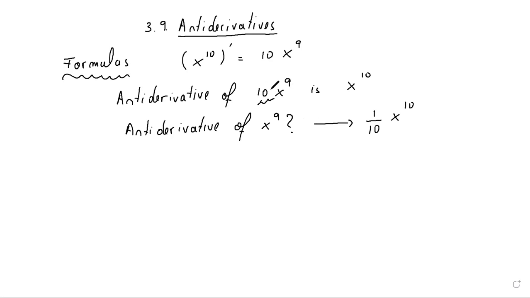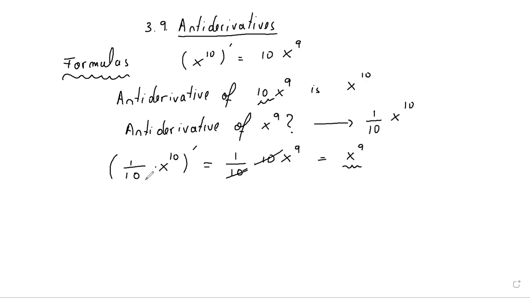And is it true that that's the case? Yes, actually it is true. So 1 over 10 x to the 10 prime is the same as 1 over 10 times the derivative of x to the 10, which is 10x to the 9. And that 10 cancels out, and we end up indeed with x to the 9. So there we go. The antiderivative of x to the 9 is 1 over 10 x to the 10.